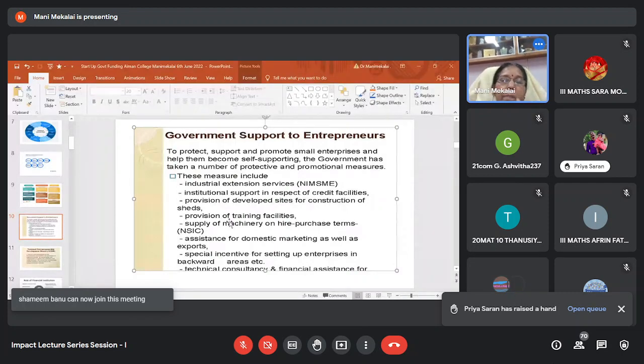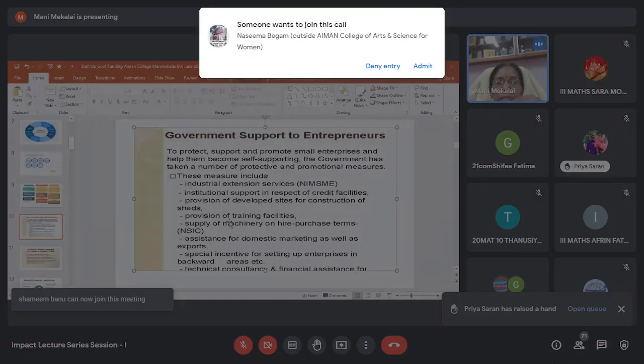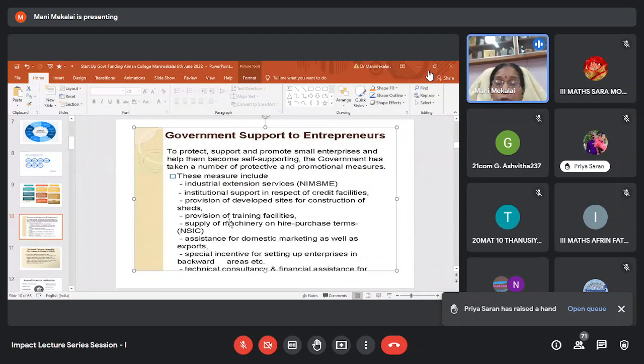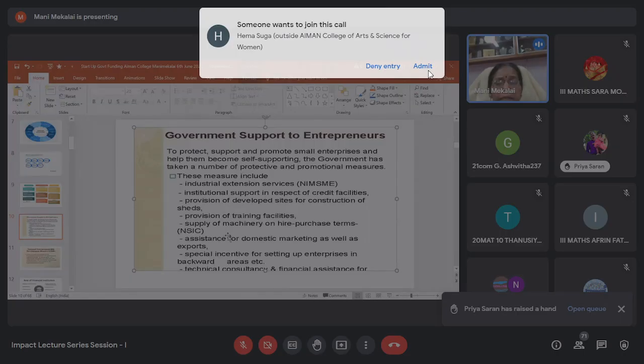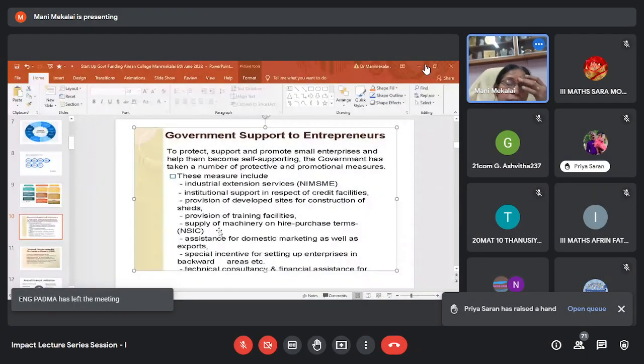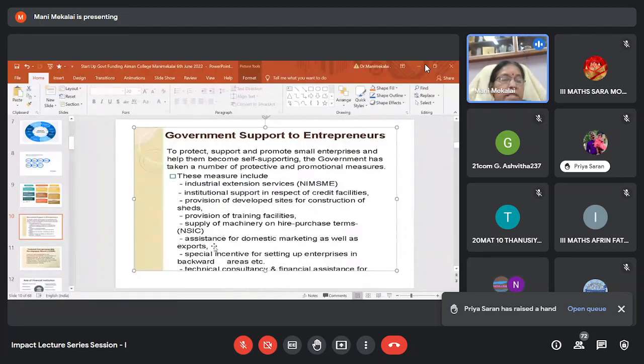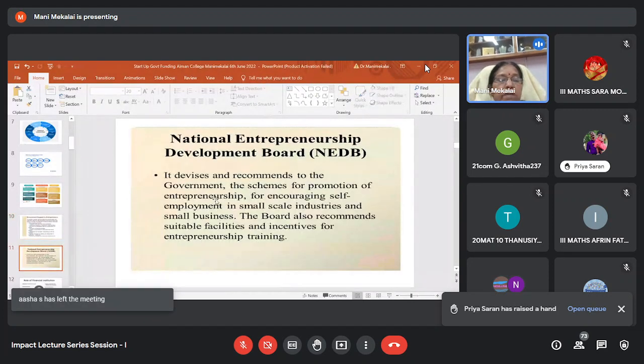So there are a number of supports available to the entrepreneurs: industrial extension services, institutional support, training, and also machinery supply or hire purchase schemes. NSIC, the National Small Industries Corporation, provides machinery support and also marketing support. If you go to NSIC, all the departments are available here in Trichy, and you can follow that. There is assistance for domestic marketing as well as exports, and special incentives for setting up enterprises in backward areas.